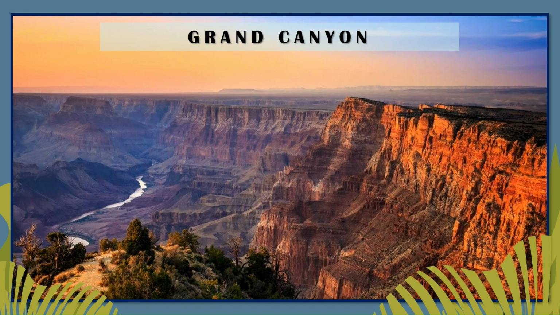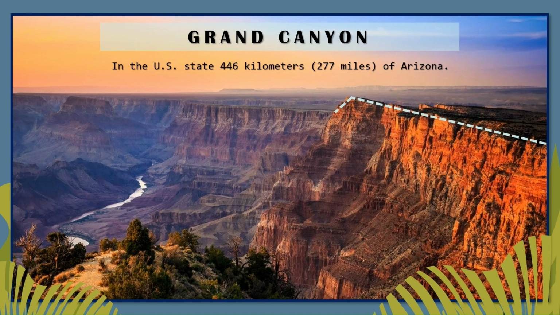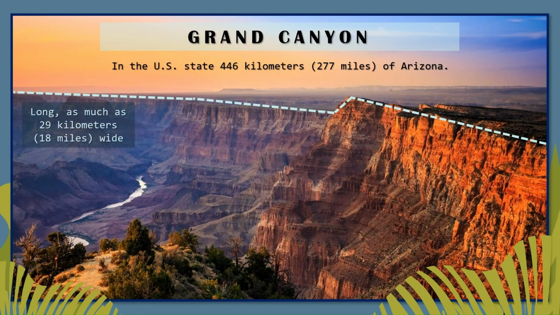So, example natin, here is the Grand Canyon. Are you familiar with the Grand Canyon? And let's first define or describe Grand Canyon. So, it is located in US state with 446 kilometers or 277 miles of the Arizona. So Arizona is located in US. Ayan. Yan yung 446 kilometers and long as much as 29 kilometers or 18 miles wide yung kanyang haba.